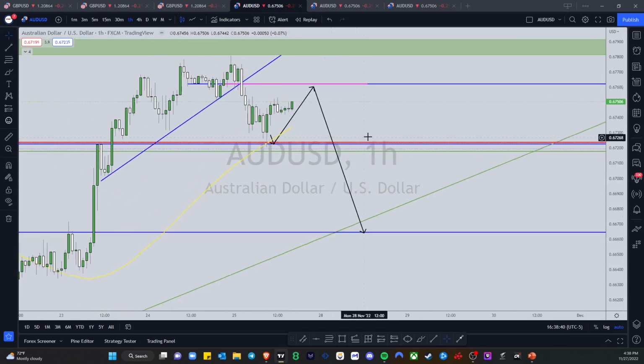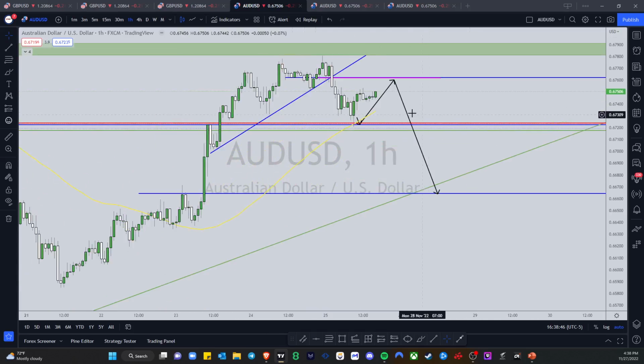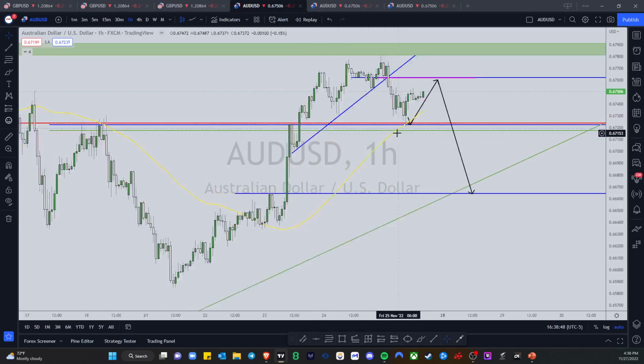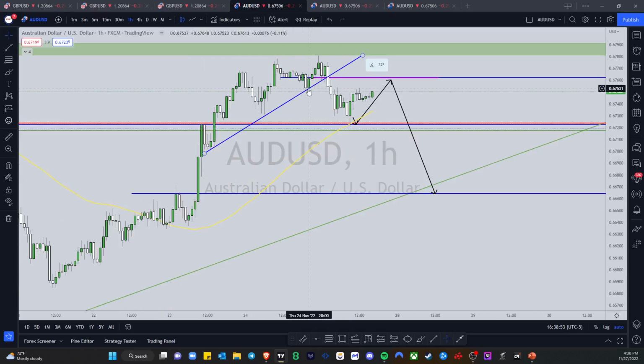So this is what I'm expecting, but it may not happen the way I'm expecting it to happen. So H1, right? Break of structure happened on H1, right? This higher low, this higher low that was formed on H1, right?